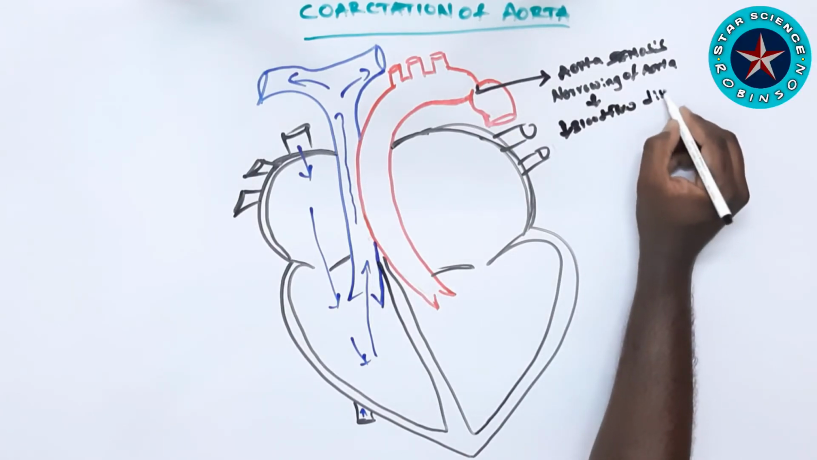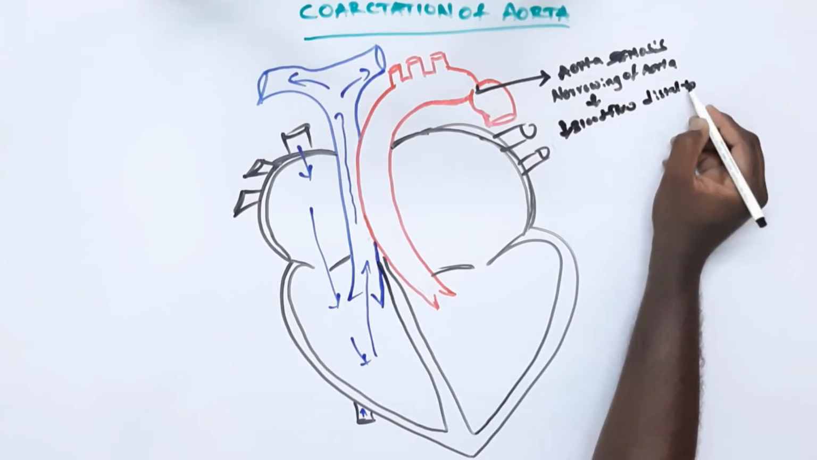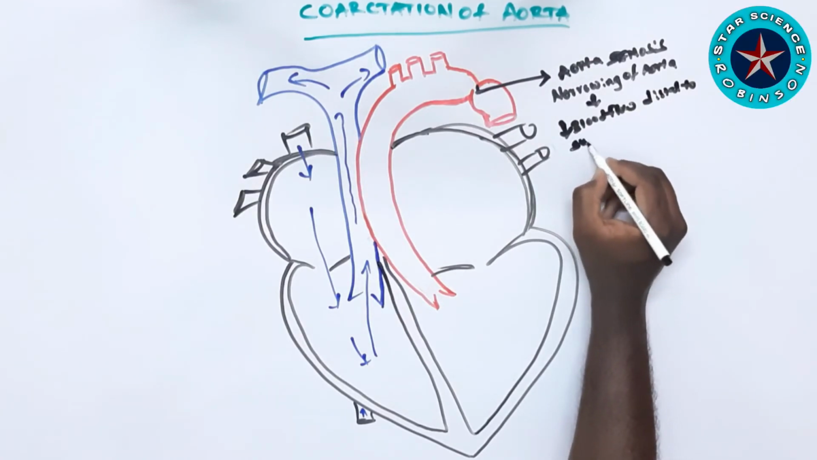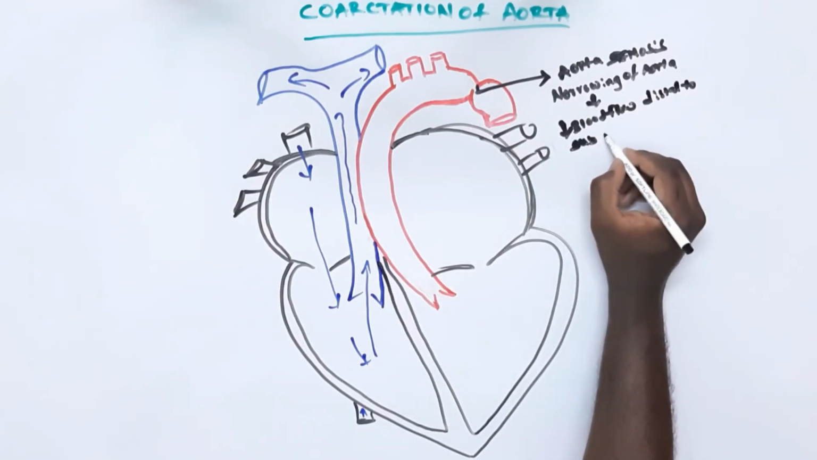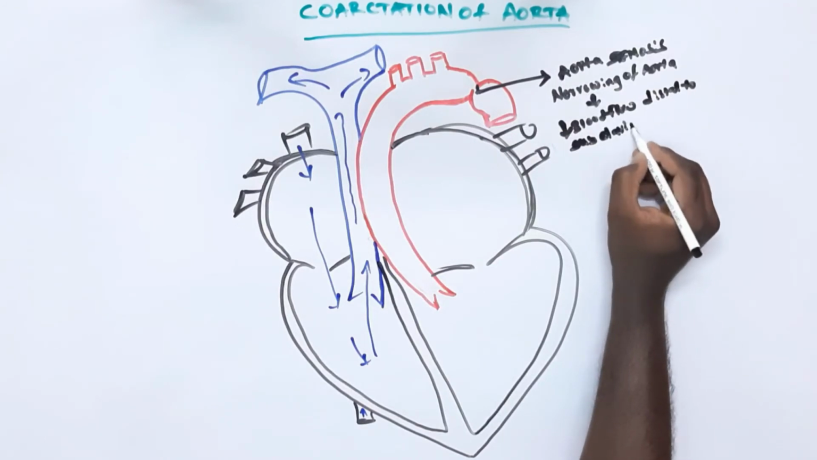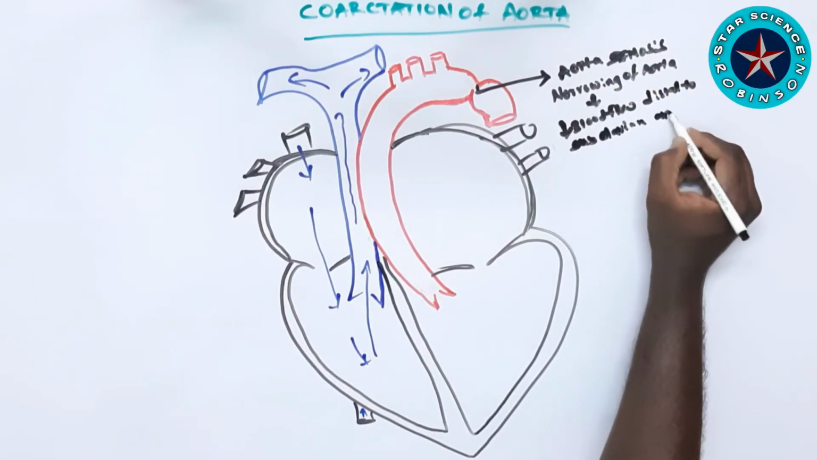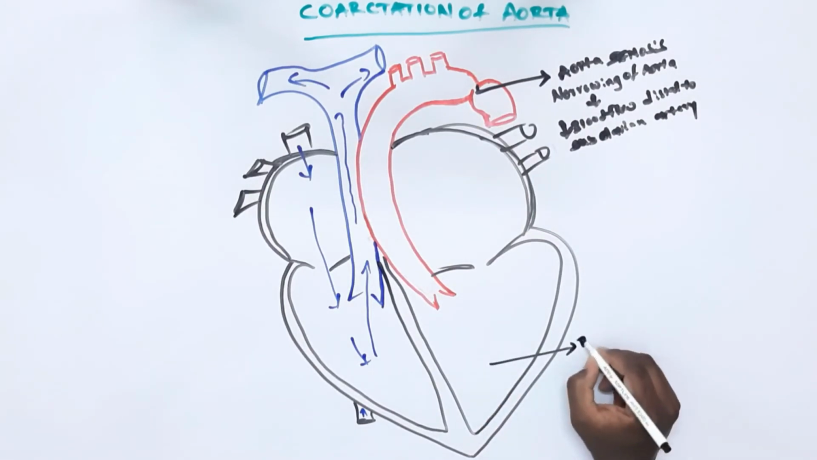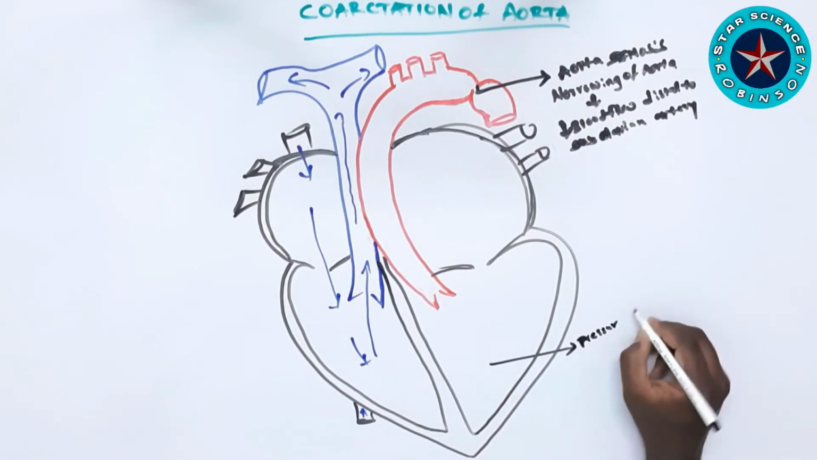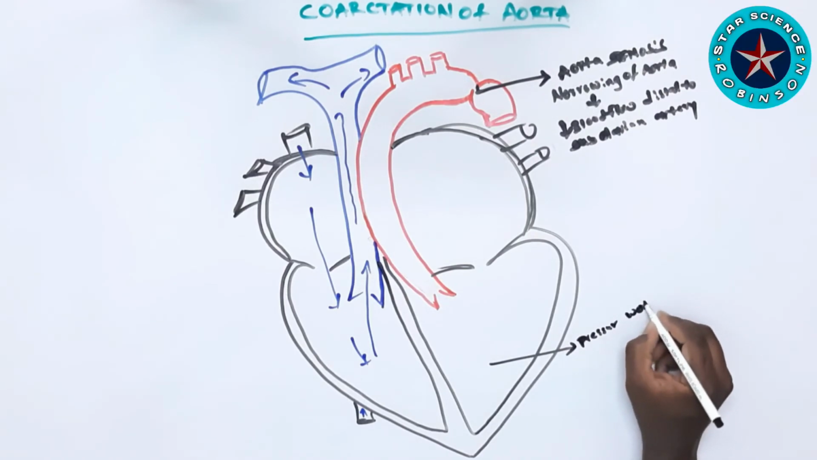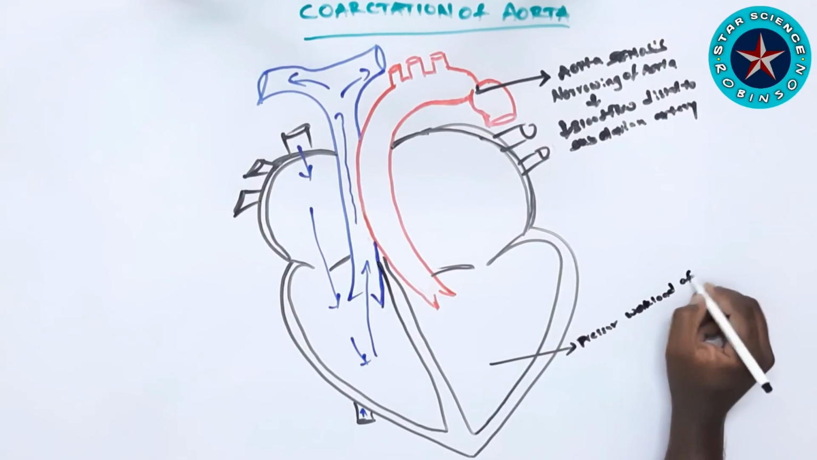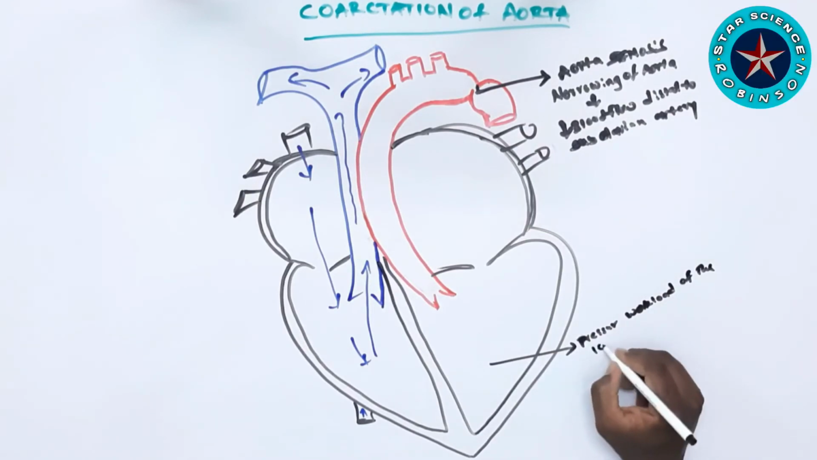When there is no proper blood supply to the descending aorta, the pressure will be lower in the lower part of our body, as we saw in the previous step. Because of narrowing of the aorta, there is decreased blood flow distal to the structure and backup of blood flow into the heart. This is what happens in coarctation of aorta.